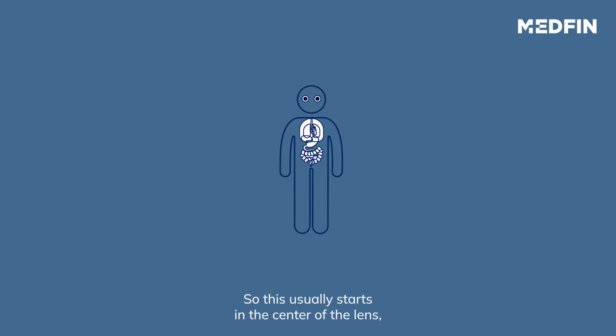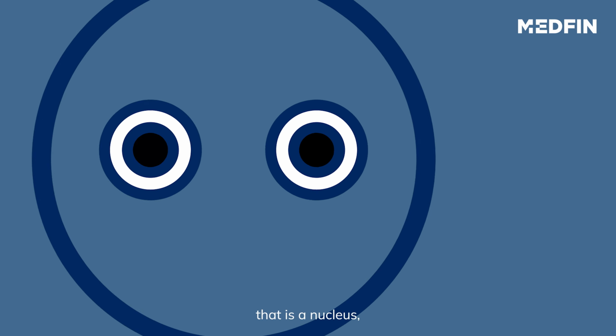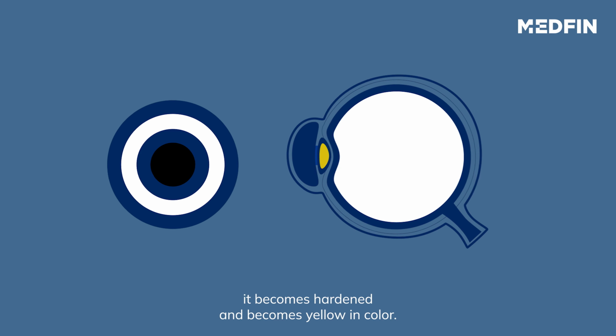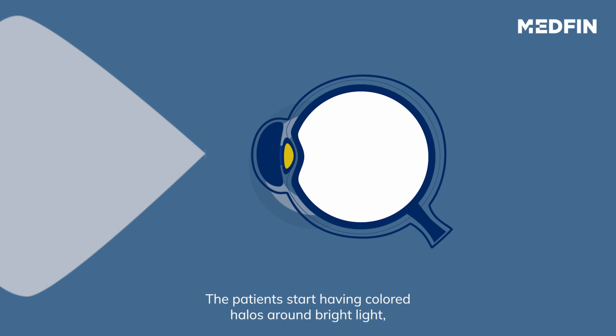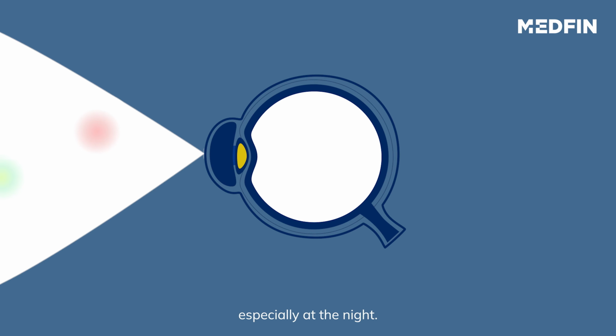So this usually starts at the center of the lens, that is the nucleus. It becomes hardened and it becomes yellow in color. Patients start having colored halos around bright light, especially at night.